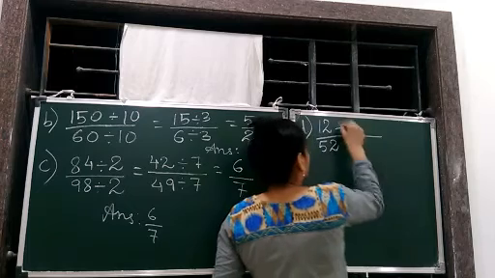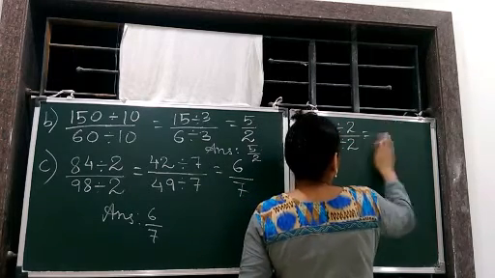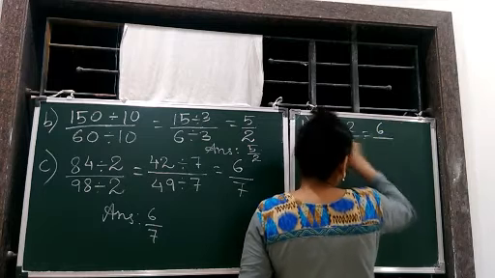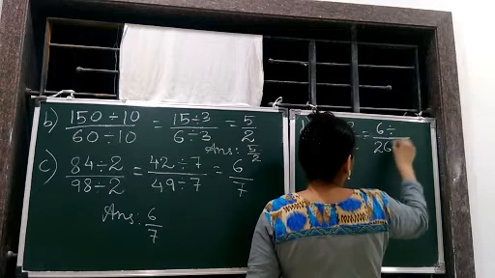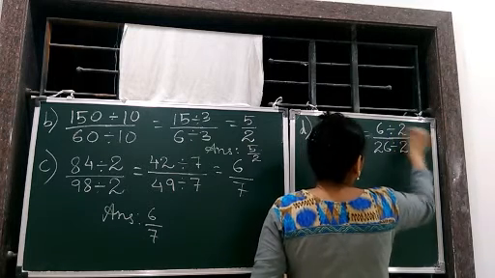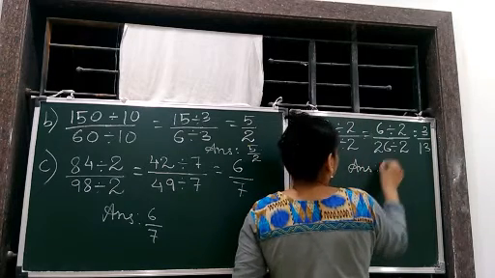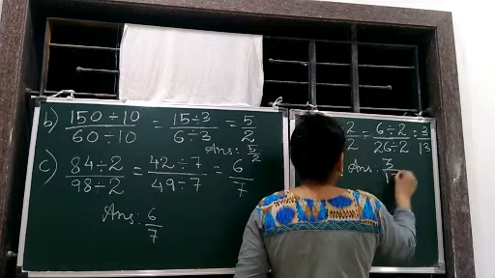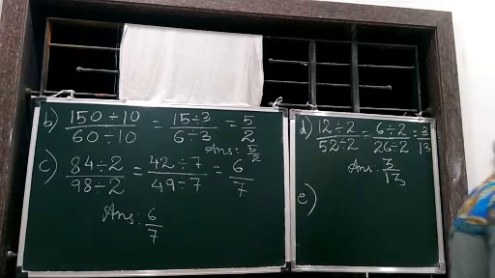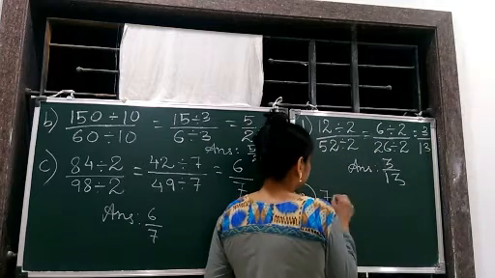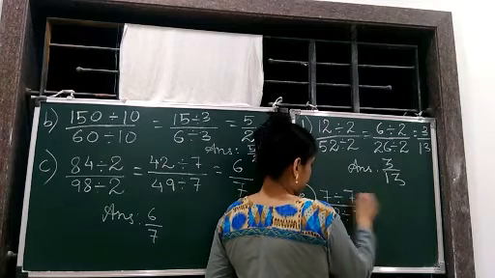Both are even, so they will go by 2. So 12, 2 6s are 12 and 2 2s are 4, 2 6s are 12. Still both will go by 2. So answer is 3 by 13. This completes our D. Then we go to E, 7 by 28. Both will go by 7.